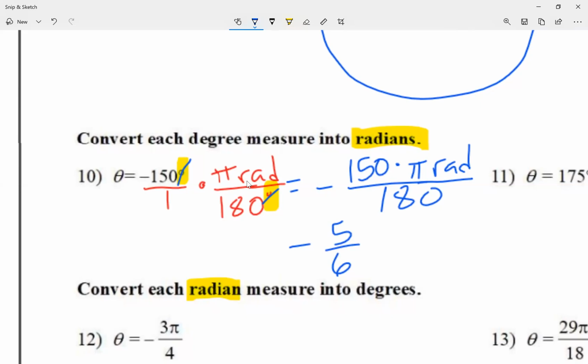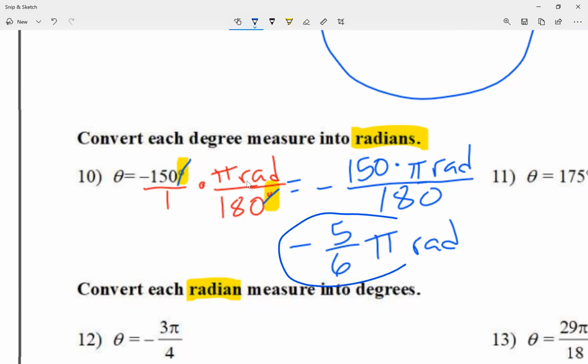I divided each by 30. So I have negative 5 over 6 pi radians. Now, be careful with the instructions. If the instructions say give me the exact value, leave pi as a pi, then that's my answer: negative 5 over 6 pi.